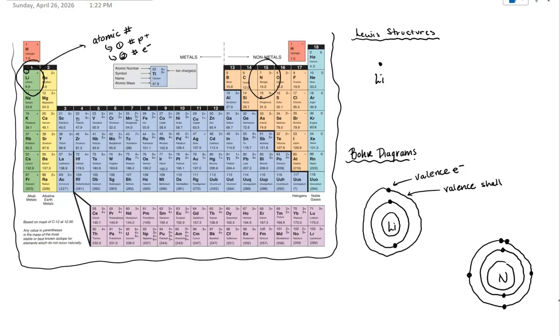And I want to emphasize the fact that while I was filling up that second shell with our electrons, I went in a clockwise manner, adding one electron at a time until I started pairing them up.